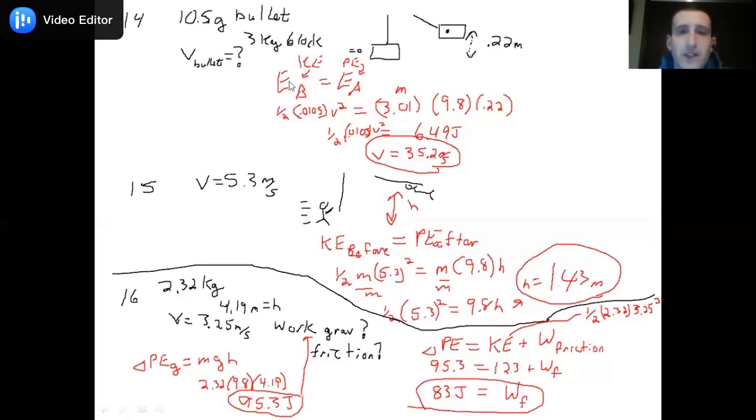So it was about setting the kinetic equal to the potential in a little bit of a different type of orientation. Problem 15: Sheila, running at 5.3 meters per second, grabs a vine hanging vertically from a tall tree. How high can she swing upwards? So this is a Sheila or a Tarzan problem.